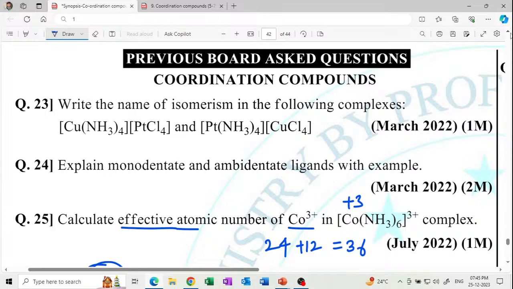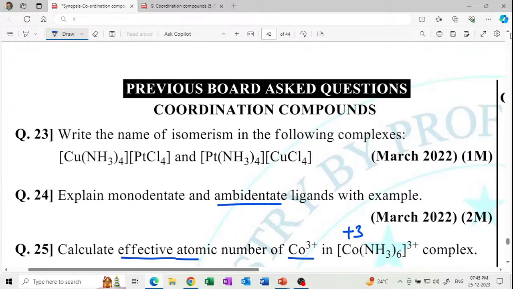Next is explain the monodentate and ambidentate ligand. Monodentate ligand, ambidentate ligand with one example. So this is a question from March 2022. Monodentate contains only one donor atom and ambidentate contains either of two donor atoms. And just one example, so we can note examples. Among ambidentate there are so many examples. This is the cyanide, then isocyanide. Next is NO2, ONO, NCS, then SCN.